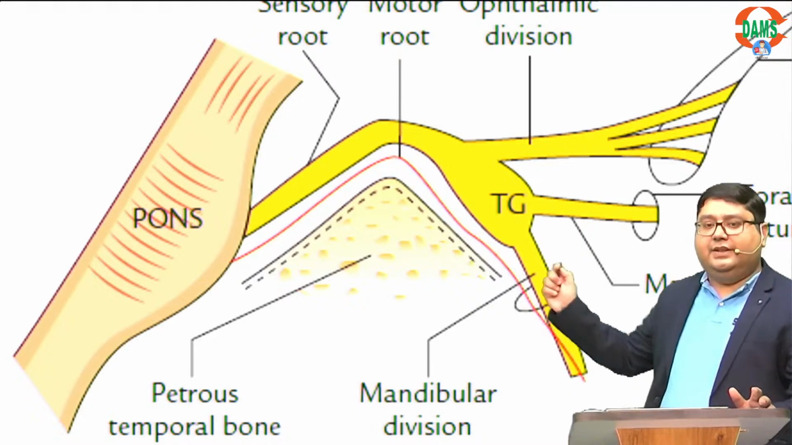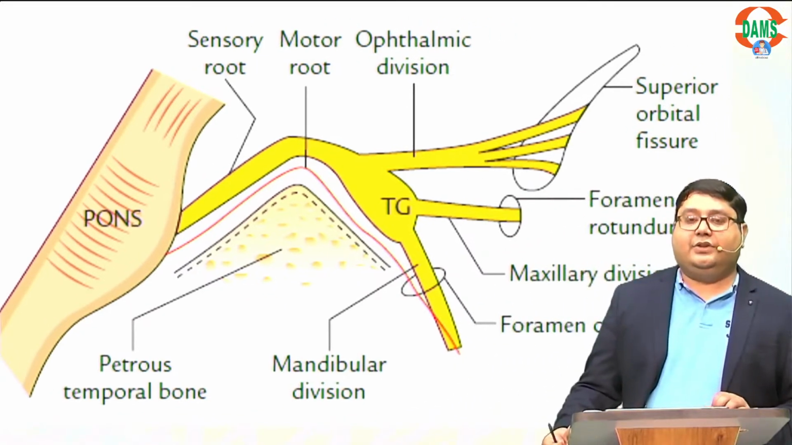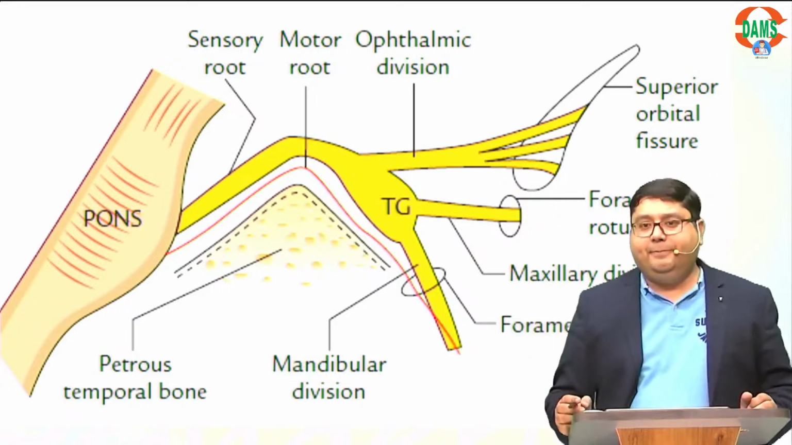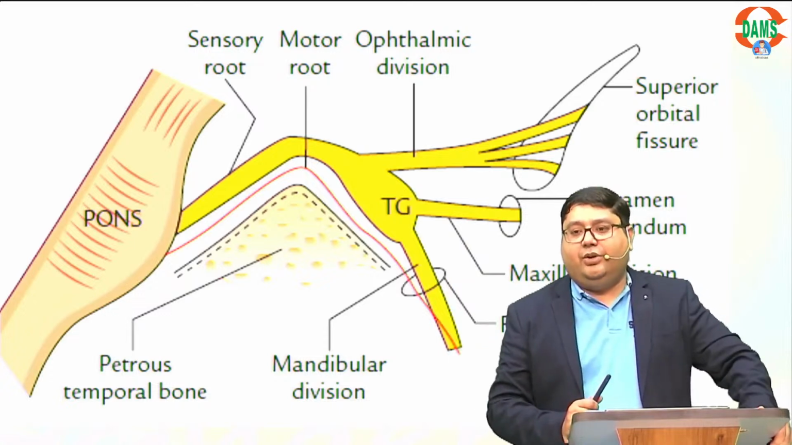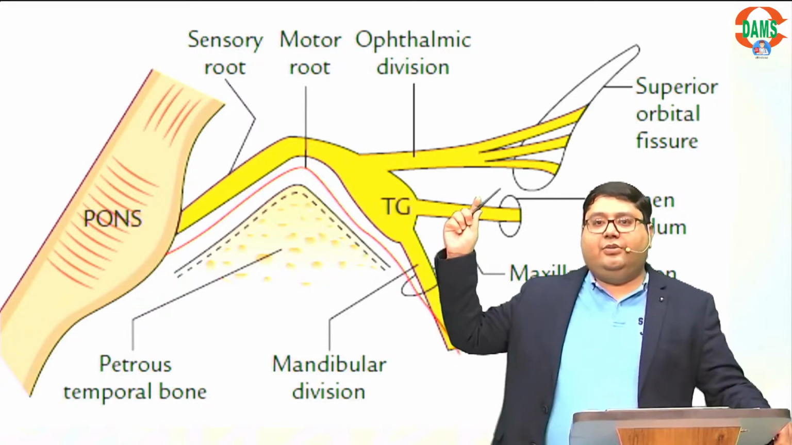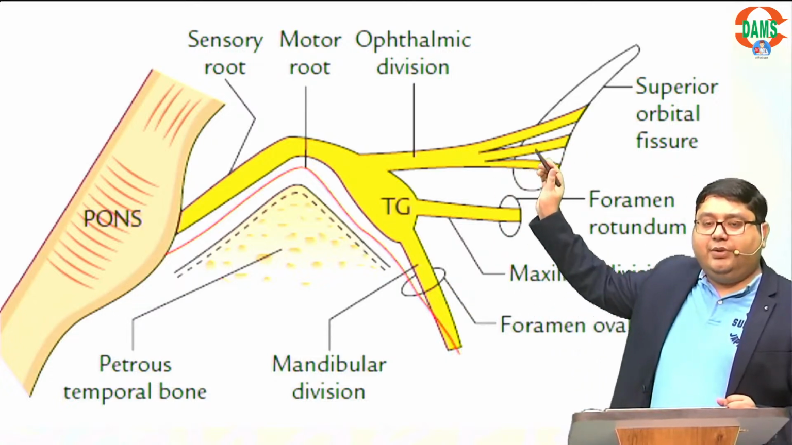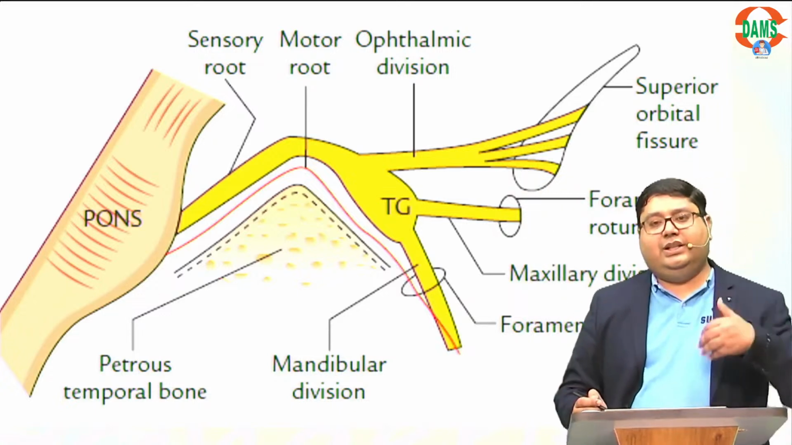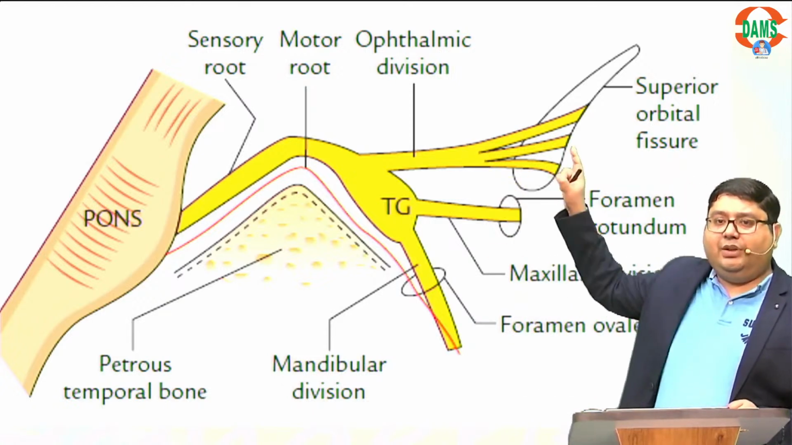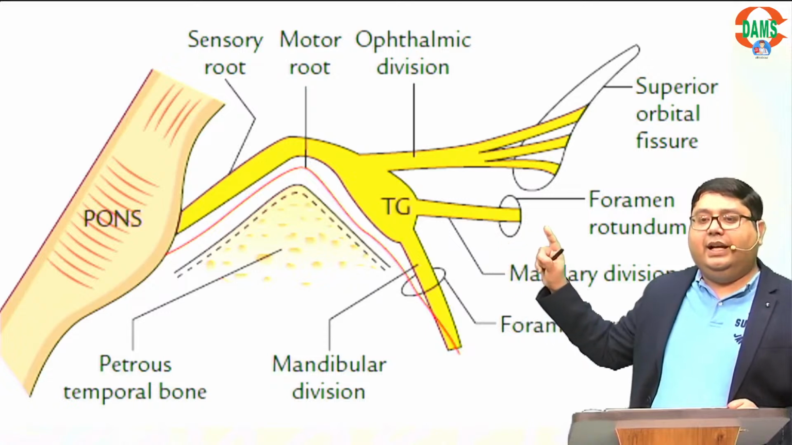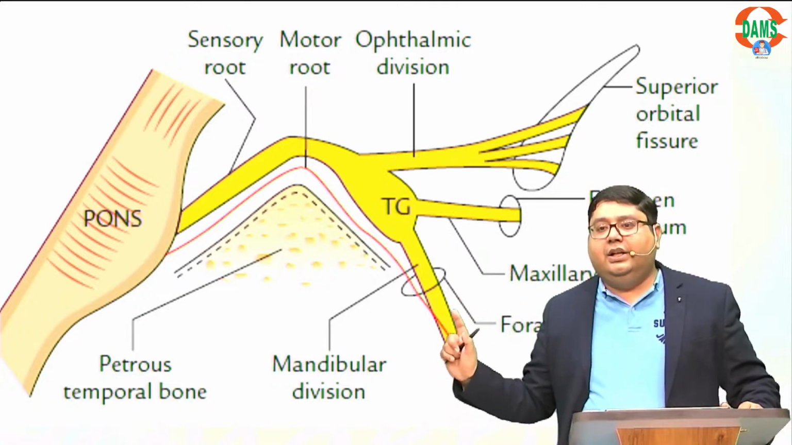Now tell me, dear friends, our three divisions will pass through different fissures and foramina. If I ask you, the first division V1 will pass through which foramen of the skull? That will be the superior orbital fissure. But it will not pass alone; rather, it will divide into three branches, and those branches will pass through the superior orbital fissure. What are the branches? We will discuss them a little later, but for now we can say V1 from the fissure, V2 from the foramen rotundum, and V3 will pass through the foramen ovale.